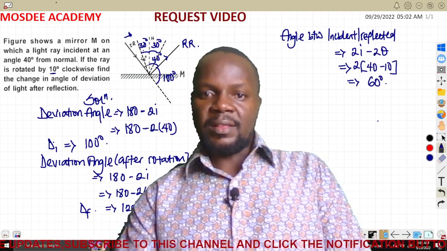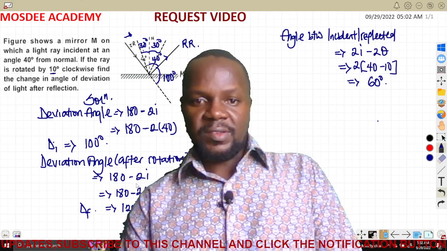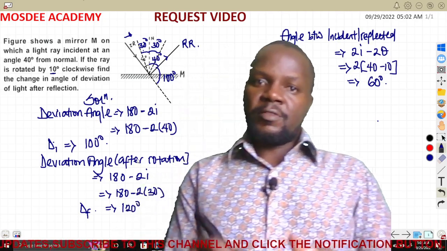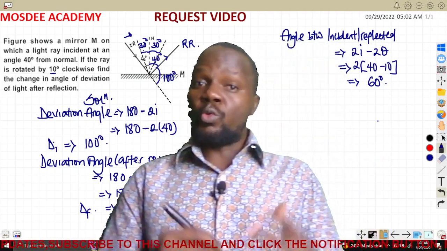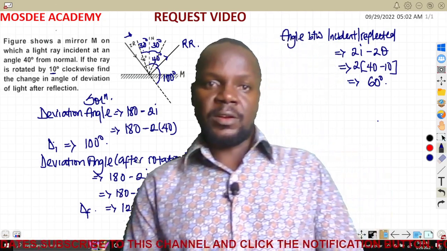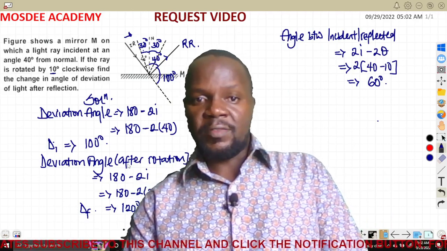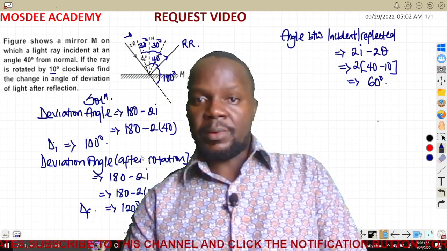So if you now want to get the deviation angle, it should be 180 minus 60, which is the same thing as what we have just shown from the diagram. But it is also always good to know the concept and just to confirm it. That is the essence of opening this kind of channel for you guys to see. So by and large, the question says the change in angle of deviation. So we are subtracting d final minus d initial.